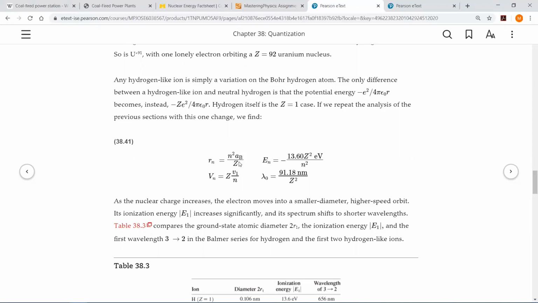And that's what this capital Z is for. Capital Z is the number of protons, the atomic number, in the nucleus. For hydrogen, it's 1. So if you plug in Z equals 1, all of these reduce to the formulas derived in the book. But these formulas allow you to make an easy fix for a hydrogen-like atom.